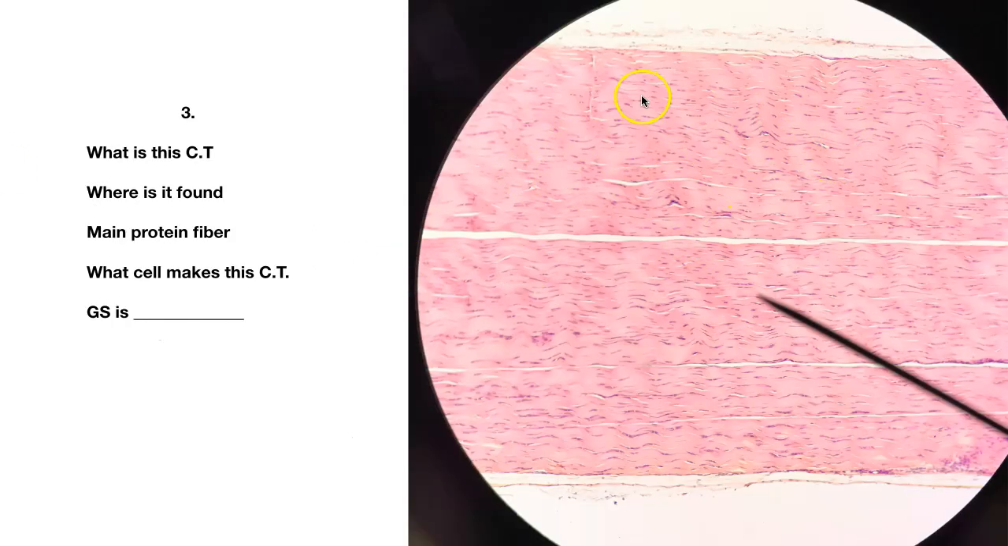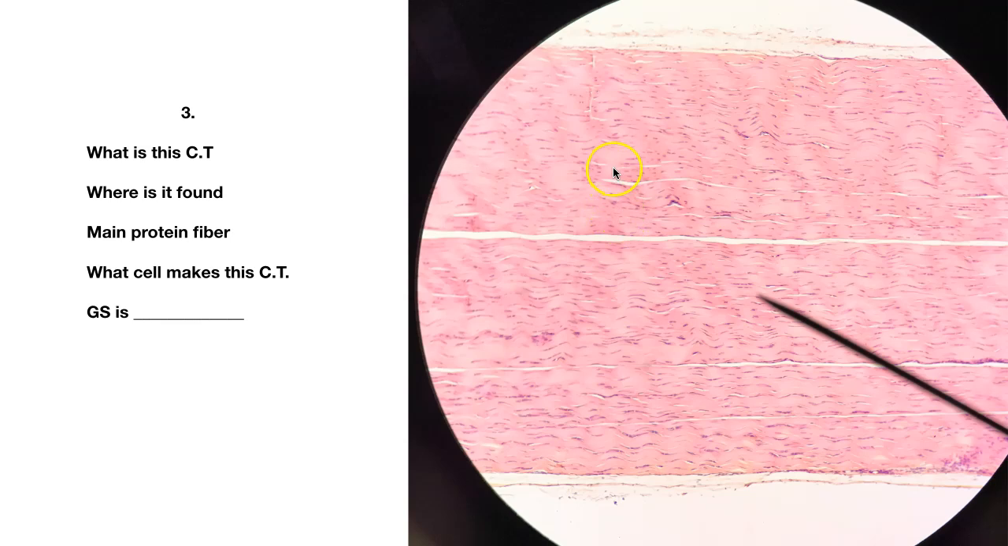What is this connective tissue? You should just be able to look at the pattern here. This is dense, regular connective tissue. Dense, regular connective tissue is a connective tissue proper. Here we see the collagen is laid out in a parallel pattern. Where is it found? Dense, regular connective tissue forms our tendons and ligaments. Tendons and ligaments. Have to know that. The main protein fiber, this is collagen. This is our strong collagen.